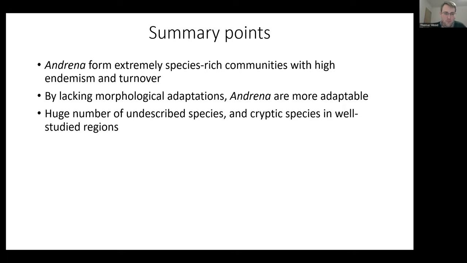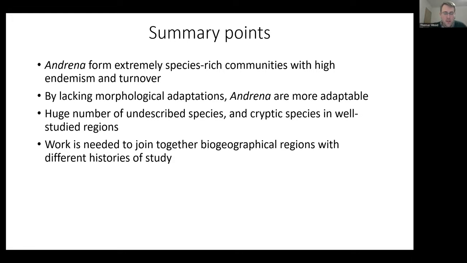There's a huge number of undescribed species remaining. Andrena are unloved, and so every museum will be stacked with unidentified Andrena. I guarantee you, if you work on boxes of undescribed Andrena, you will inevitably come across undescribed species. Work is needed to join together different biogeographical regions. It is ongoing, but it's extremely limited by these difficult to access and difficult to sample parts of the world. But eventually there will be improved clarity across these arid regions.